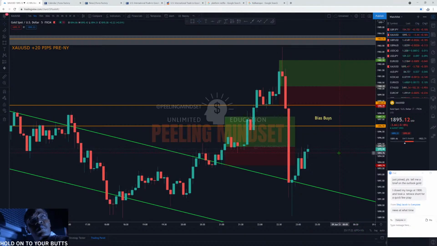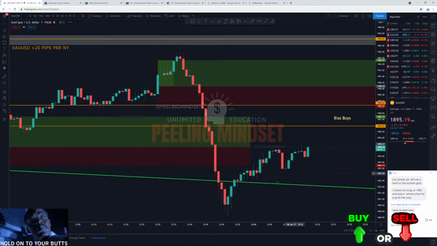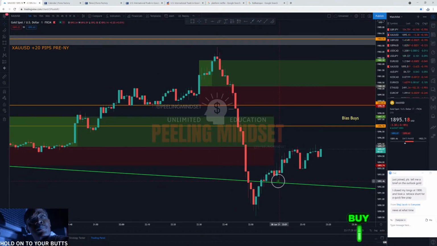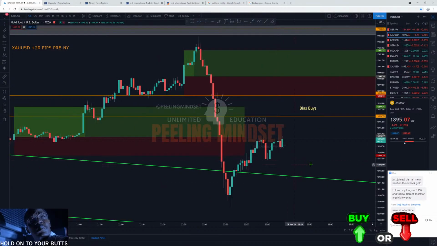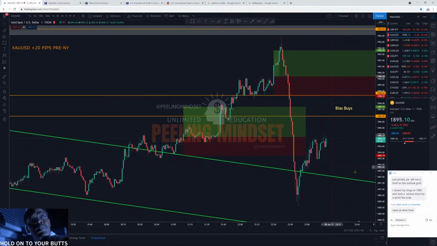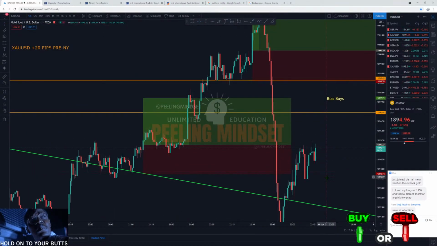All right, so the gold is moving up nice and slow. Looking at the 1 minute, look at this. The price actually reacted with the channel several times before moving up. So very interesting.